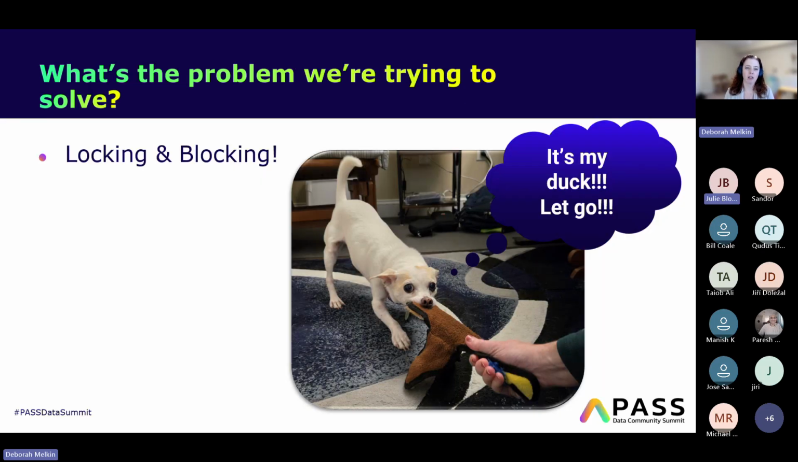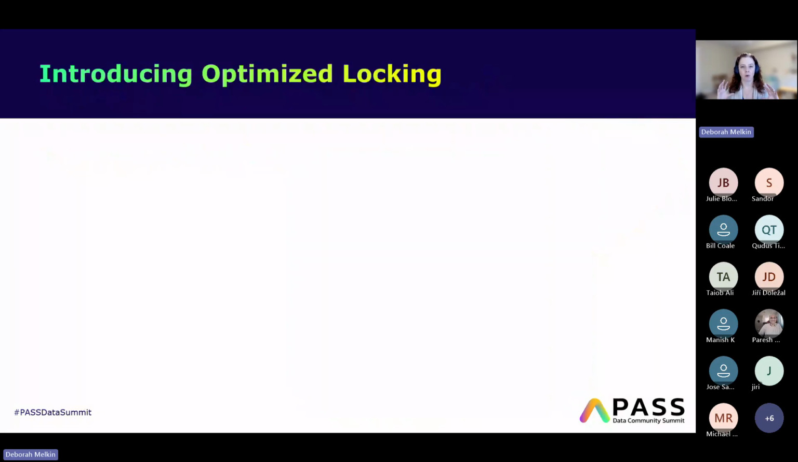So he's here demonstrating the problem we're trying to solve, which is everyone's favorite, locking and blocking. Since I've started working with SQL Server, this has been one of the biggest problems we've had to deal with. How do we deal with locking and blocking and move past it? And all the concurrency that we have when everyone's trying to go after the same pieces of data, same rows on the same tables. So, introducing optimized locking.